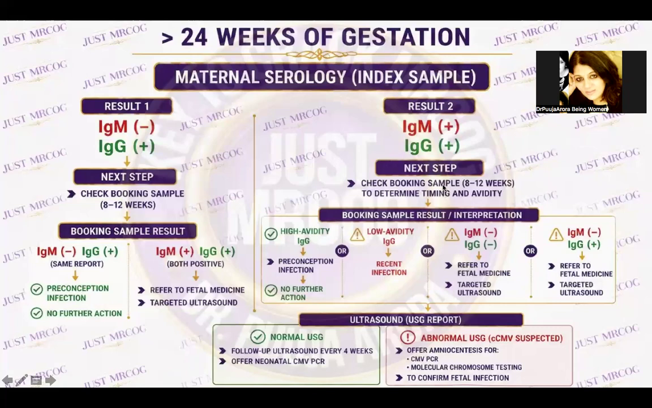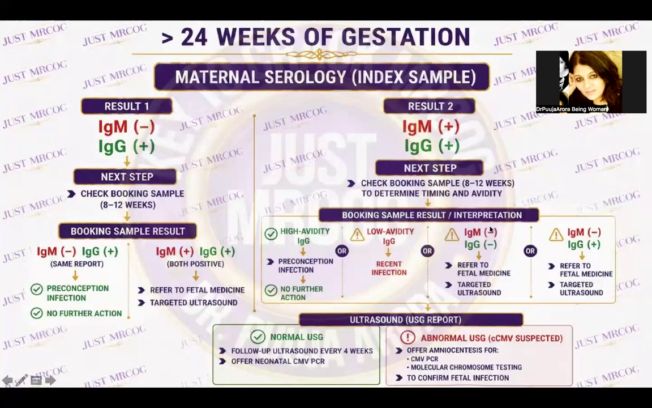Again, what are we going to do? We are going to check the booking sample and the avidity. Now, what can be the result? The result can be the same, that IgG and IgM were positive at that time too. Then what is the criteria to differentiate? Avidity. As I said, if it is high, it means high immunity, meaning preconception infection, and no further action is required. But when it is low avidity, it means a recent infection.